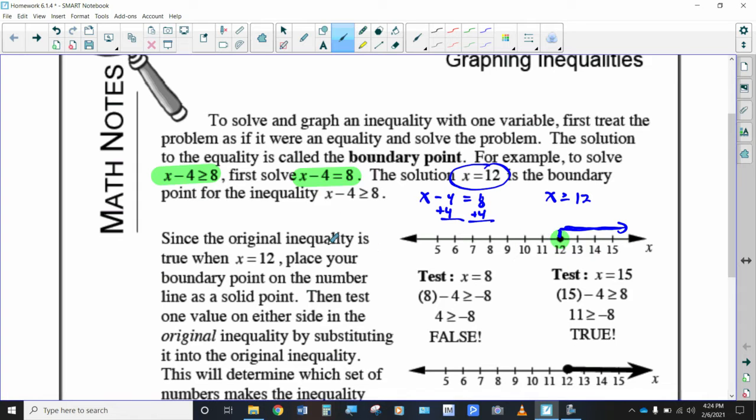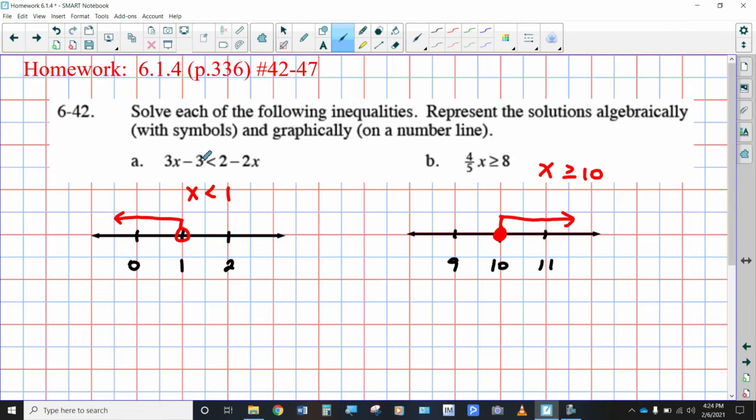And since 0 is on this side of the number line, if 0 is not a solution, that means nothing over here is a solution. So that means everything on the other side has to be a solution. So you can really test one number, and my big number I generally check is 0. If it works, and it's supposed to work, you shade in that side. If it doesn't work, then you shade on the other side, right? So let's check that out with problems like what we have right here.